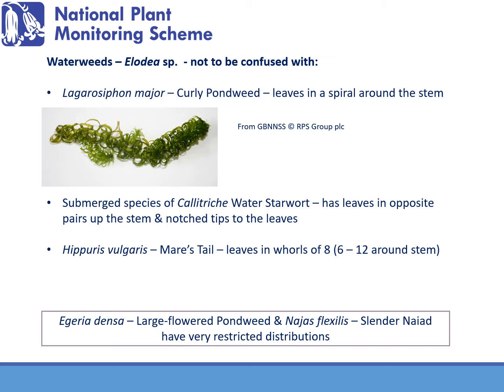Hippuris vulgaris is a species, mare's tail, that we're going to talk about a few times during the presentation, and it has submerged leaves arranged in a whorl around the stem, which again are very pale green and translucent, but these occur in whorls typically of 8, can vary between 6 and 12, but typically 8 around the stem. And the final species to be aware of as a potential to confuse with the waterweeds is the slender naiad, Najas flexilis.